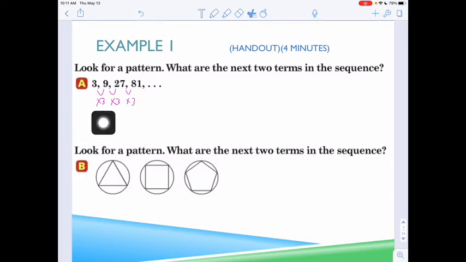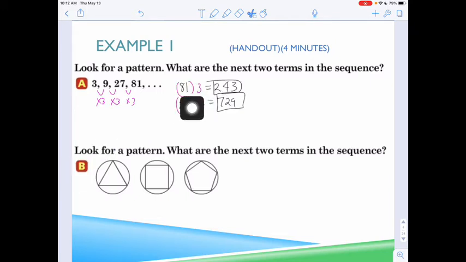Another common pattern to look for is multiplying and dividing. 3 times 3 gives us 9, 9 times 3 gives us 27, and 27 times 3 gives us 81. So here the pattern is to multiply the previous term by 3 to get the next term. Using this pattern, we can multiply 81 by 3 to get 243, and then multiply 243 by 3 to get 729. This will give us the next two terms in the sequence.